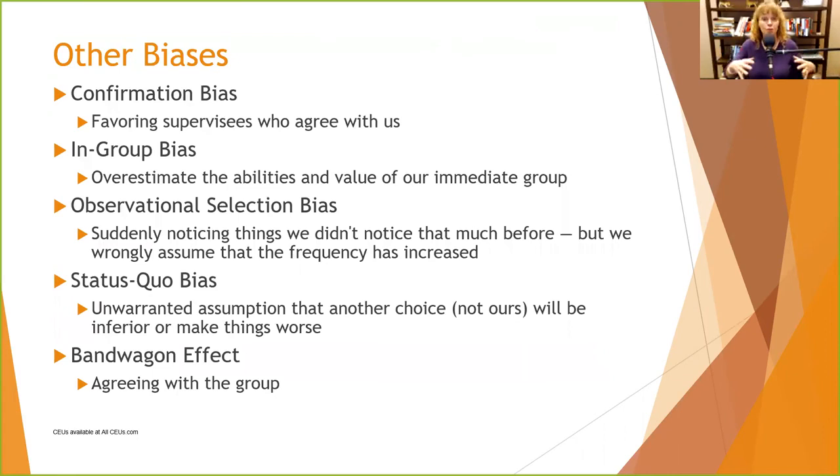Observational selection bias means suddenly noticing things we didn't notice that much before and wrongly assuming the frequency has increased. So maybe you had a client attempt suicide at your facility. And so now you're on high alert looking for all the things that led up to that. So you're seeing it in the supervisee's tapes and everything. And you're like, how do you keep missing this? Why are you missing this all the time now? When in reality, they've been missing it all along. You just didn't see it. So we don't want to assume that they're suddenly getting a lot worse or suddenly missing something just because we didn't notice it that much before.